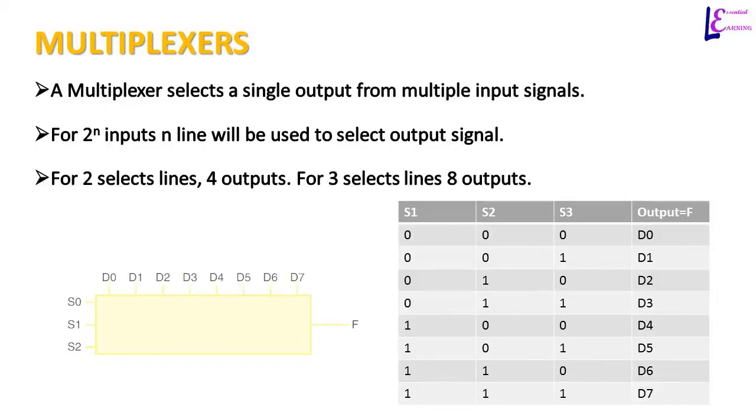A multiplexer selects a single output from multiple input signals. For 2 power n inputs, n select lines will be available to select an output. So a mux with 2 select lines can show 4 outputs, and with 3 select lines can show 8 outputs.